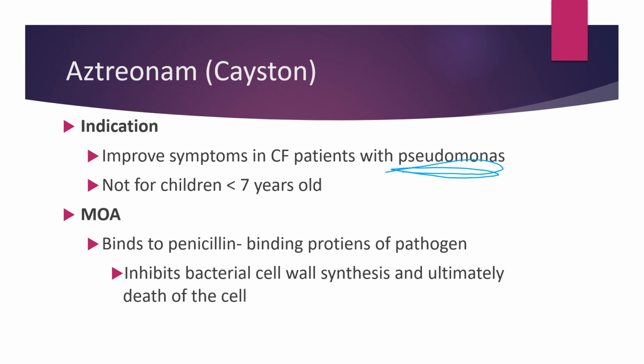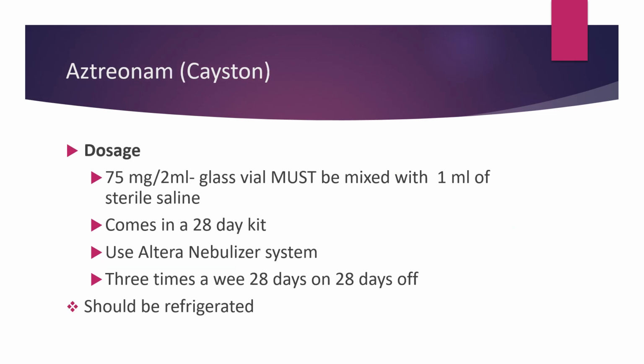It kills it. But the big one here with casein is you need to make sure that you pre-treat with a beta-2. You really need a beta-2 to pre-treat with this one. It can cause bronchospasm. So traditionally, they'll give you a PRN order for bronchodilator and use it, right? Use it before you give this medication to those patients. The dosage, 75 milligrams in a 2 ml glass vial, and you got to mix it with sterile saline, and it will come in a 28-day kit for these patients.